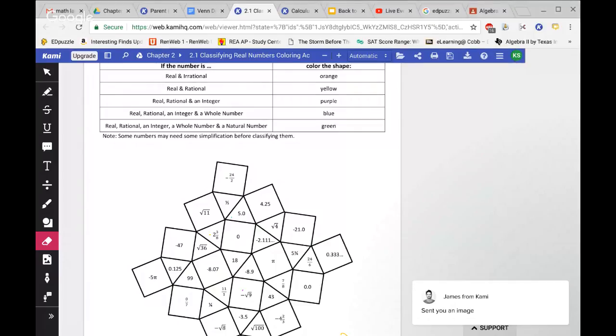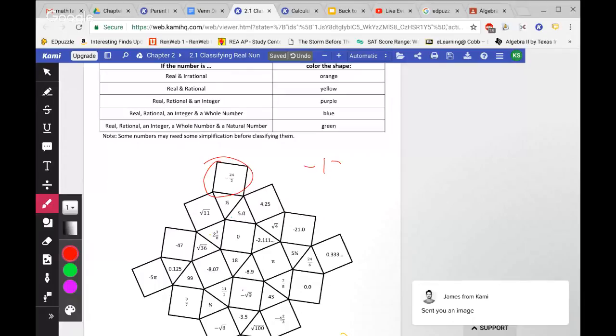All right, so in classifying real numbers, let's take it one box at a time, and then we'll color as we go. So let's start with this one right here. Negative 24 over 12. The first thing you want to do is get it in its simplest form. A fraction is a division problem. So if I have negative 24 and I divide it by 2, the end result is going to be negative 12.